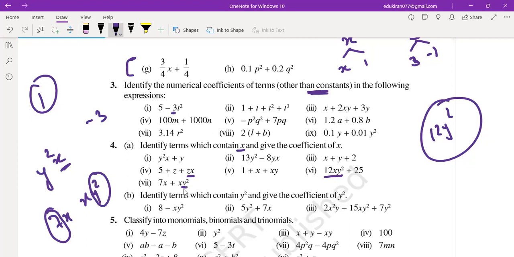Ma'am, but shouldn't the coefficient be at the beginning? In the beginning, but see, can I write x y square like this, or y square x? Both are the same thing. Yes or no? Ma'am, but if it's y x square, that is not the same, right, ma'am? No, this is not the same. You will not consider it. This is not a term. This is x square, so it is the coefficient of x square, not the coefficient of x. Right? Fine?